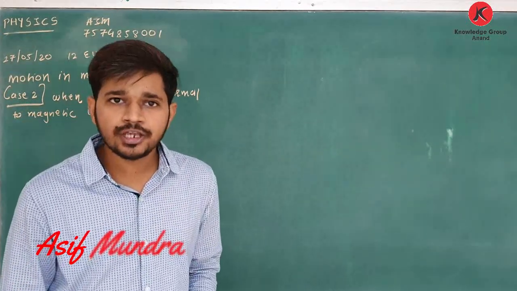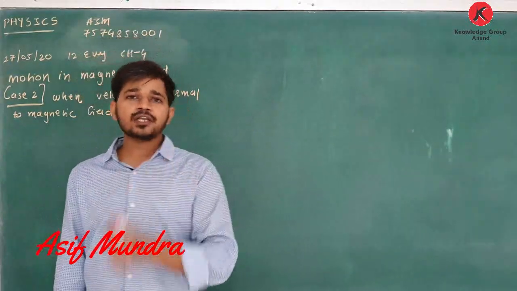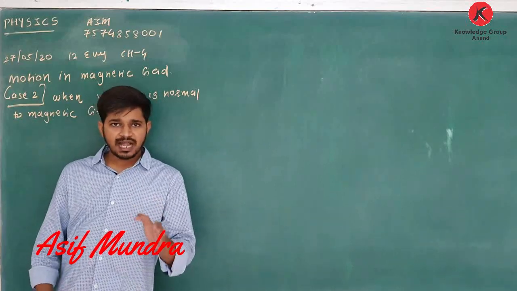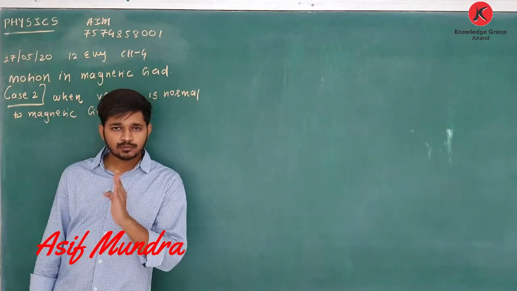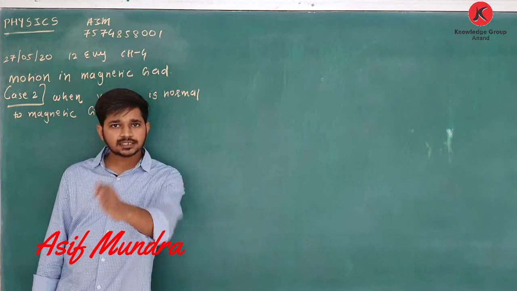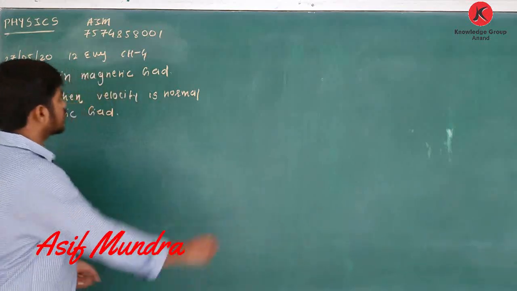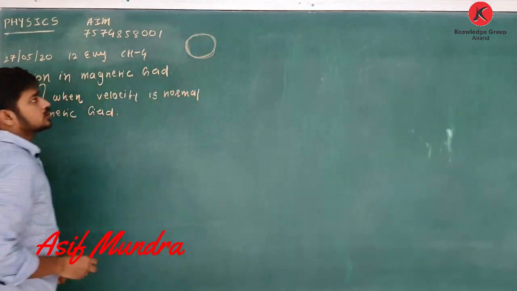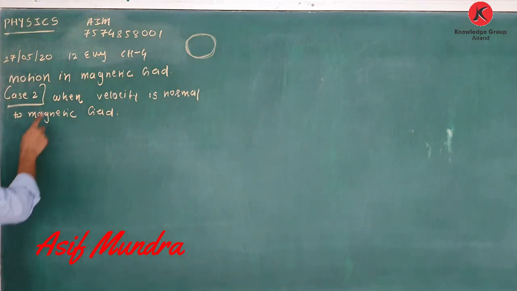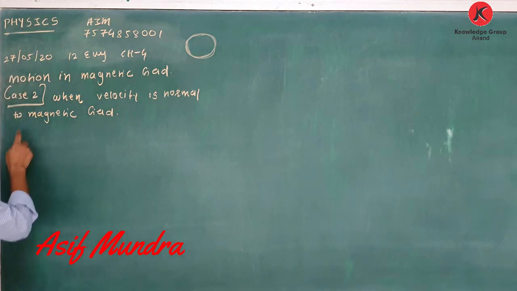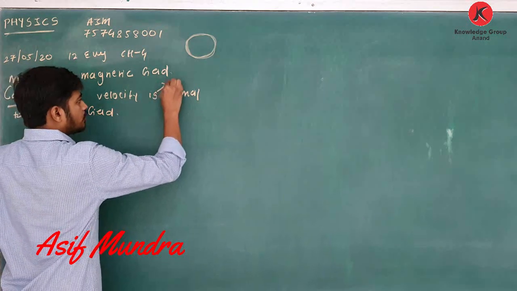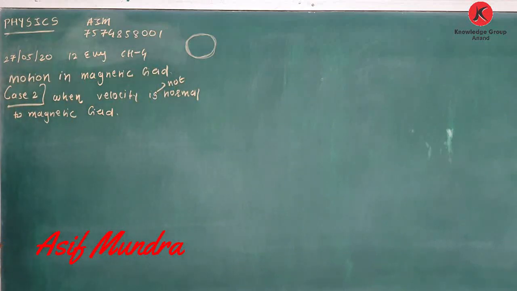What is the radius of circular motion? That equation we have obtained: R is equal to mv upon qB. So when a charge enters a magnetic field normally, it will perform circular motion, like this. But now the question is, when velocity is not normal to the magnetic field, then what happens?